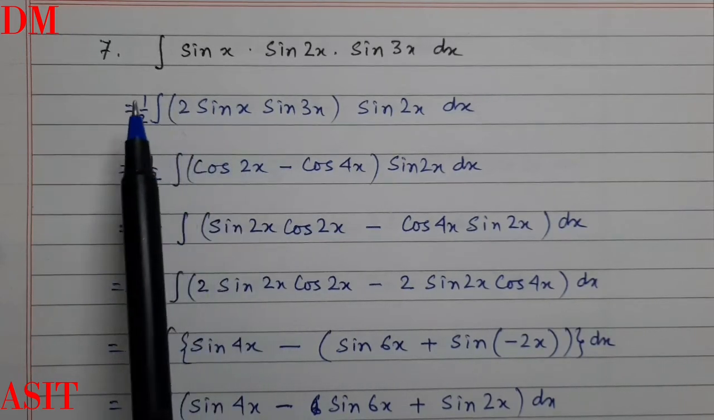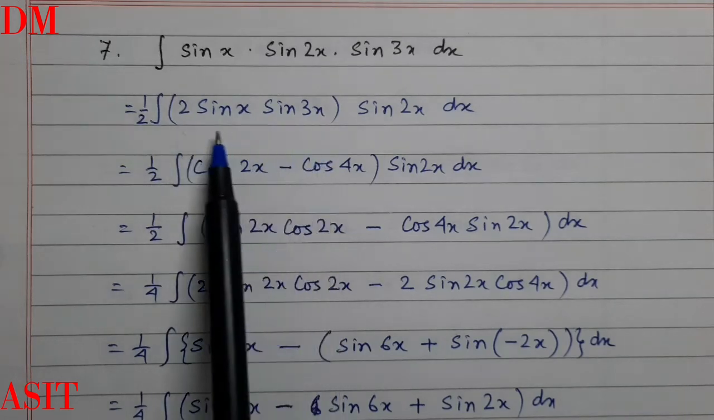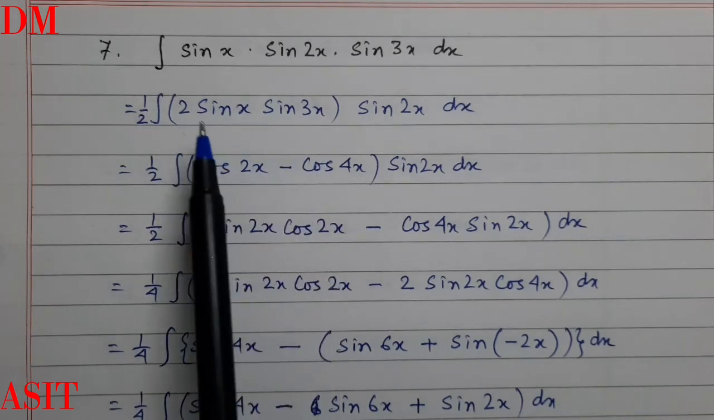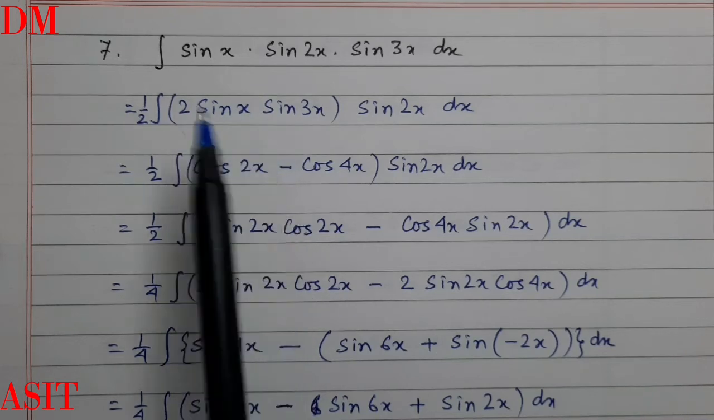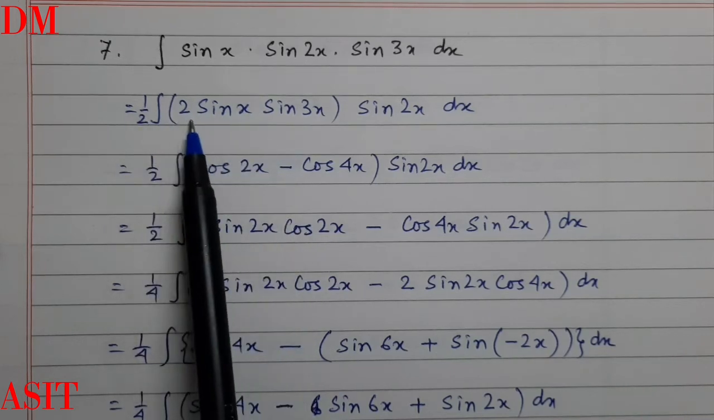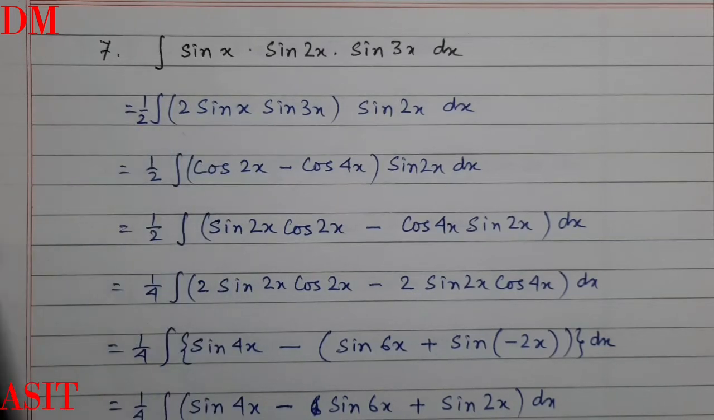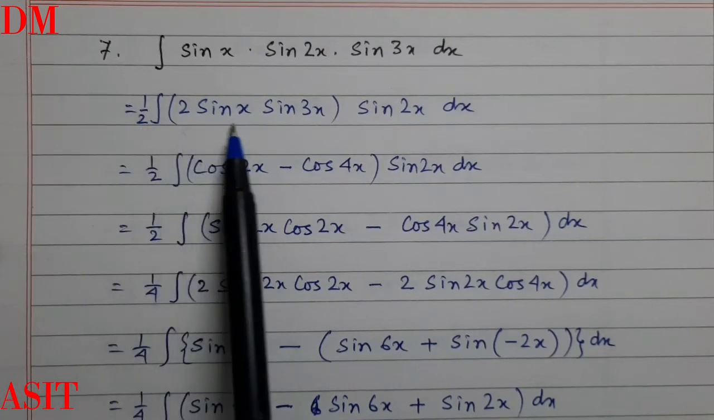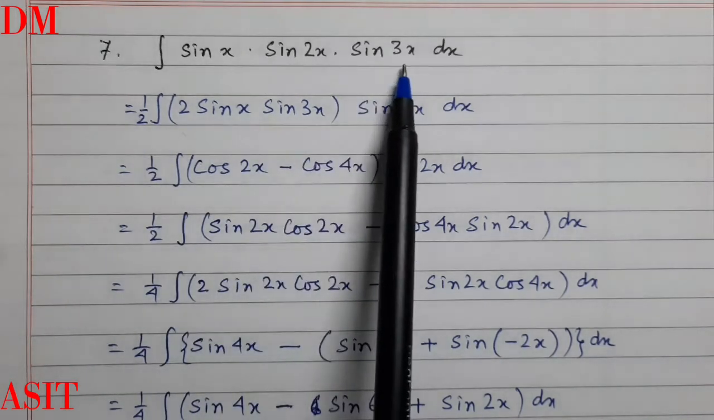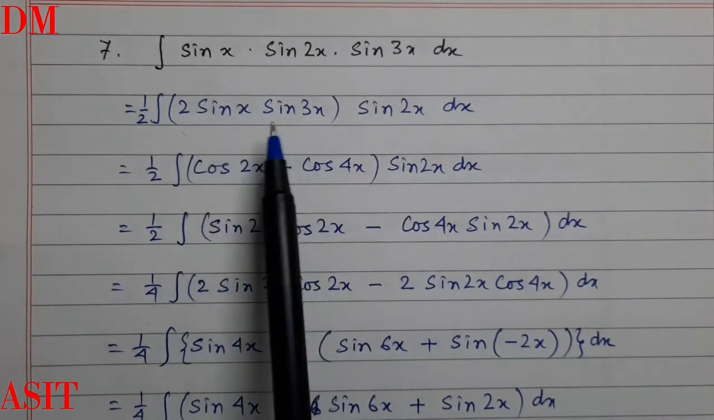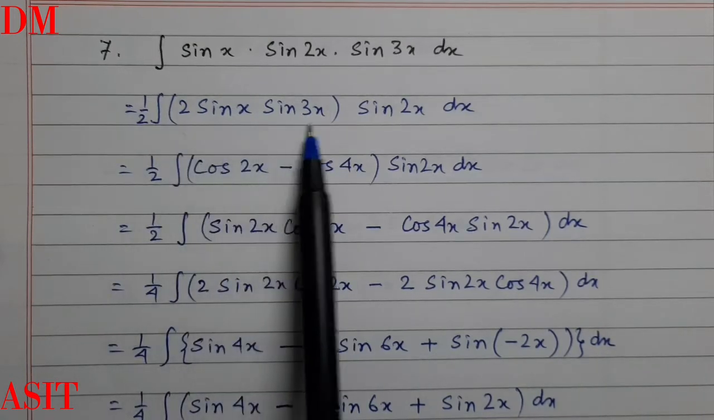Now what I am doing here, I will multiply 2 here. So why I am multiplying 2 here? Because there is a formula 2 sine c sine d. This kind of formula is there. So that is why we need to put there 2. Now to put there 2, we need to divide 1 by 2. So 1 by 2 outside, 2 sine x sine 3x. Why I am writing sine 3x here? Because this 3x will come this side. So it will be 2 sine x sine 3x.